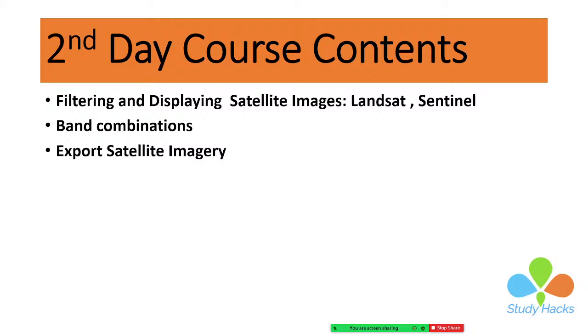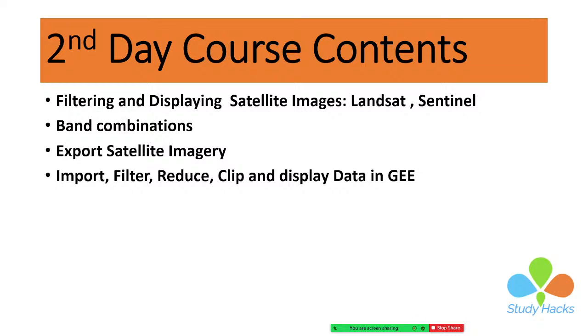Then how to export satellite imagery. Suppose you want to export Landsat imagery for a particular region, I will show you how you can do this. Then how to import, filter, reduce, clip and display data in the Google Earth Engine platform. We already know about the Earth Engine public data catalog, which provides a lot of datasets. So how you can import a dataset into your code editor, then filter, then reduce, and then clip to your shape file and display the data in Google Earth Engine.